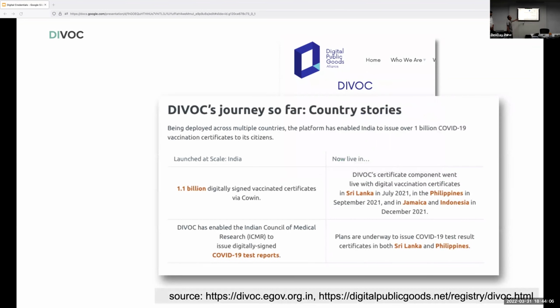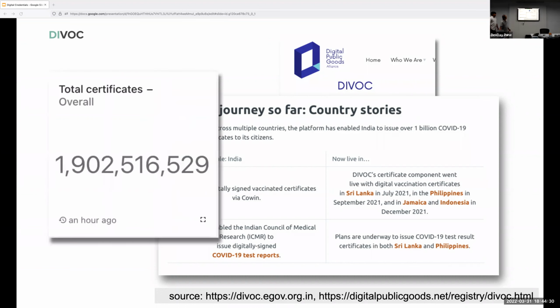So this is a screenshot from the e-governance foundation website. This is a bit dated. It quotes about 1 billion digitally issued certificates being used in multiple countries, and it's already implemented in other countries also. And also it has been used for COVID-19 test certificates also, not just the vaccination certificate. Till today morning, it has issued 1.9 billion certificates. That is not including all countries. It's only one of the implementations.